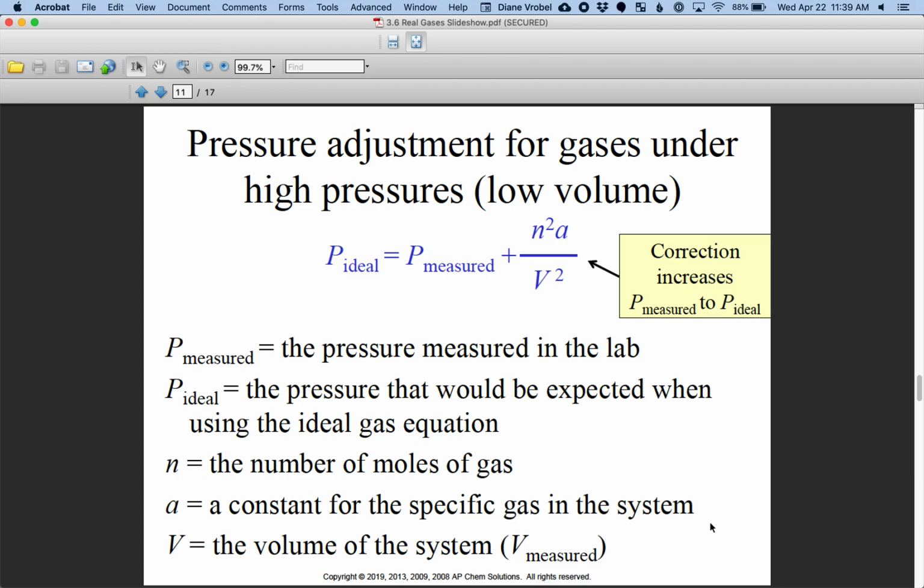So what does that mean? That means that there has to be some kind of pressure adjustment. So notice that the presence of close proximity gas particles causes a reduction in the pressure. So no longer do we have ideal gas pressures, we actually have a reduction in the gas pressure. And notice that this conversion factor, we're once again looking at the moles. We're looking at a constant that is for that specific gas. And then we're also looking at the smaller volume that occurs with high pressure.